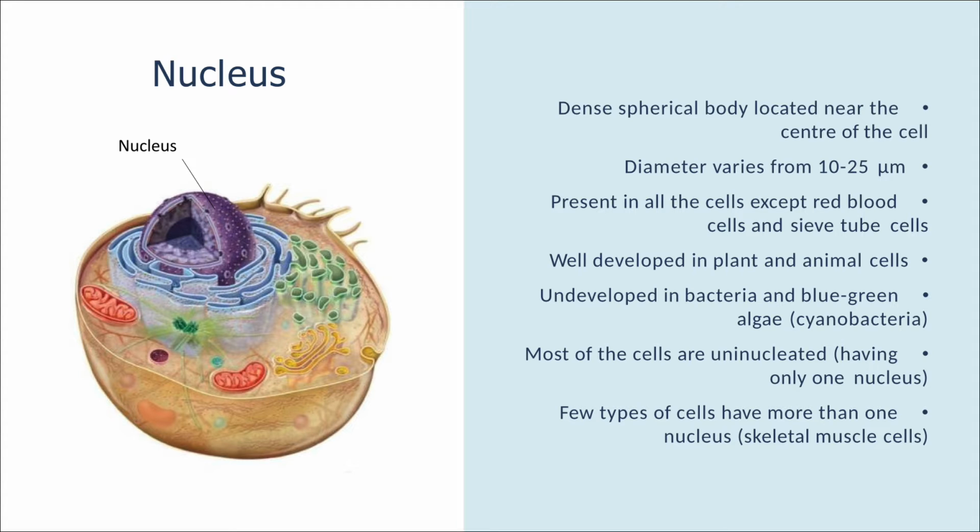Nucleus. A nucleus is a dense spherical body located near the center of a cell. Its diameter varies from 10 to 25. It's present in all the cells except for red blood cells and sieve tube cells. It's well developed in plant and animal cells and undeveloped in bacteria and blue-green algae. Most cells are uninucleated, having only one nucleus. Few types of cells have more than one nucleus.